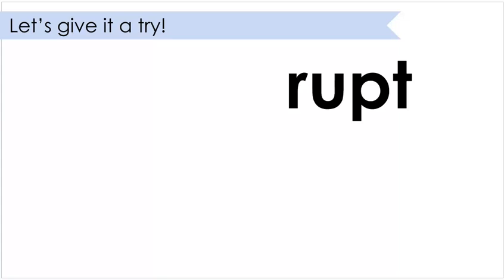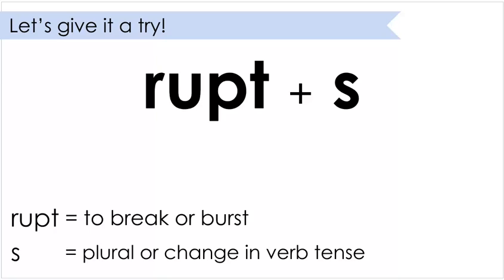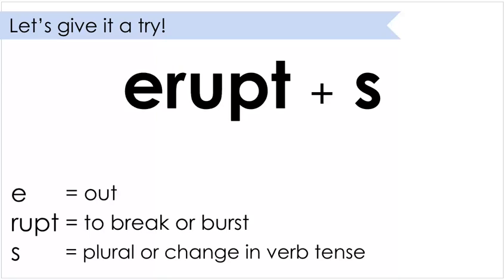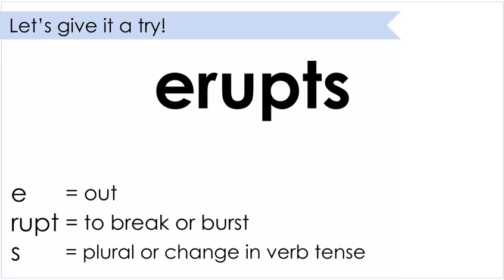So we have our root rupt, and then we have rupt plus s is rupts. I know we're thinking rupts, but you know what? Rupts is actually not a word. We're going to have to add a prefix. So let's put that prefix we learned yesterday, e, which means out, to it. And so we remember yesterday that erupt was to break or burst out. So if we add s to it, what's our new word? Erupts, that's correct. Can you figure out what that means?